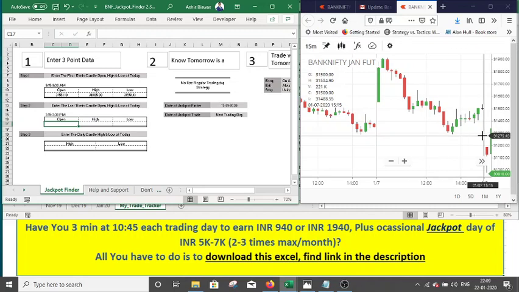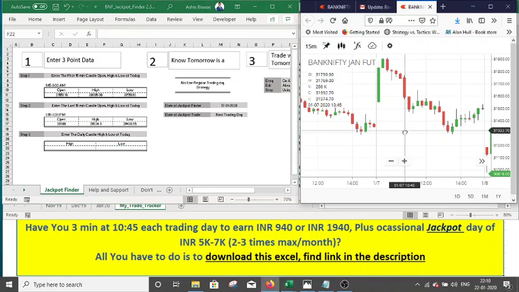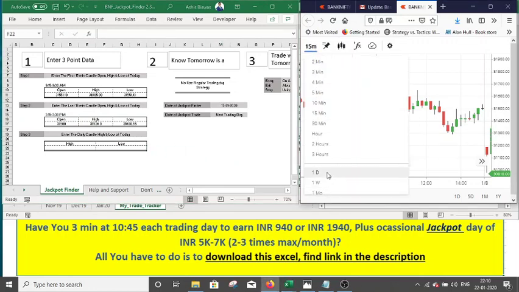And then you have to put the open, high, low of the last candle. The open, high, low of the last candle was 315.00 and the low was 314.88.55, sorry, I made a mistake. The low was 314.88.55, but the last candle high was 31,534.90. Once you put the data, then what you have to do is change it to daily.